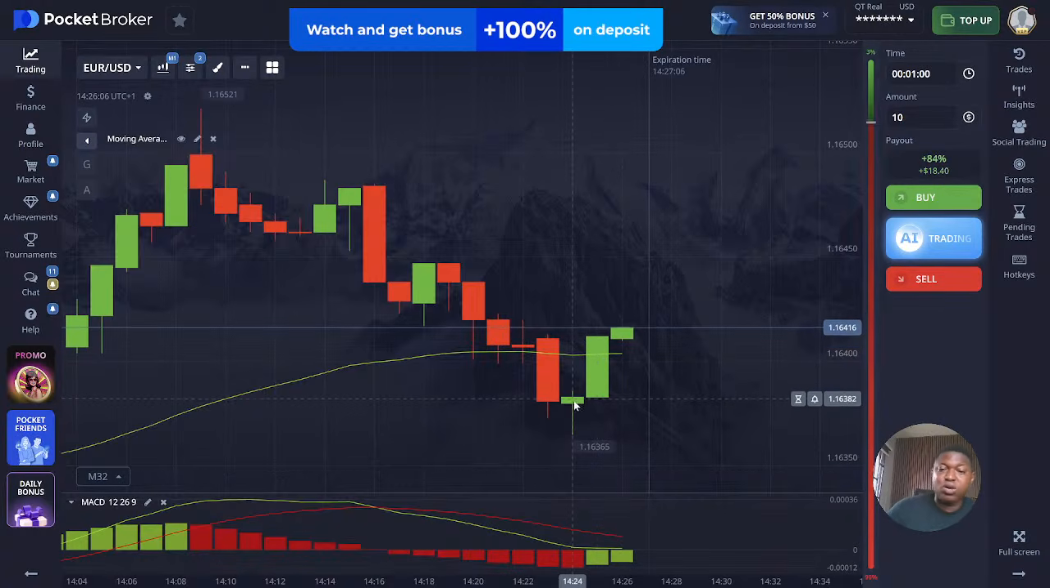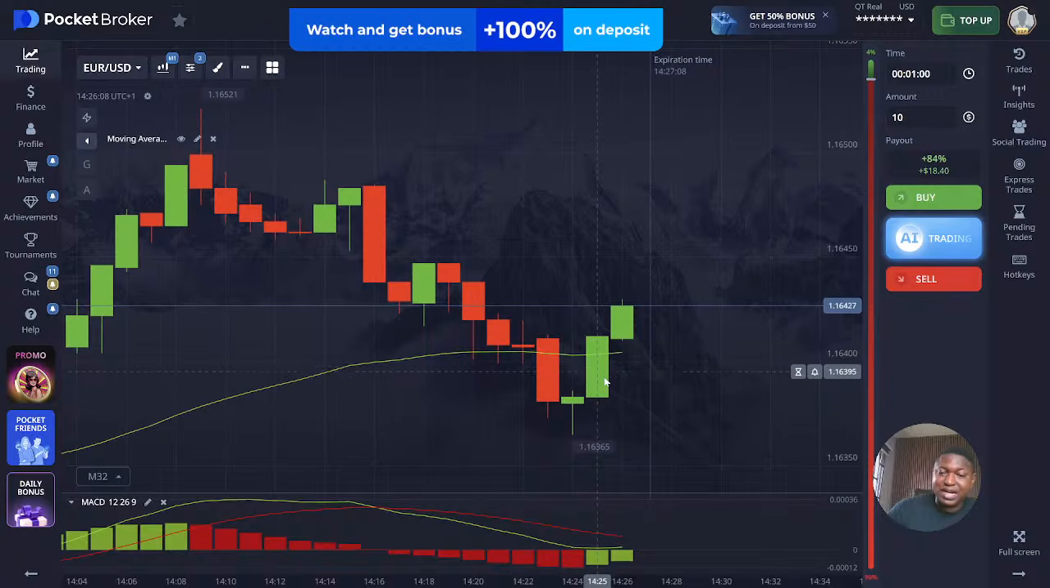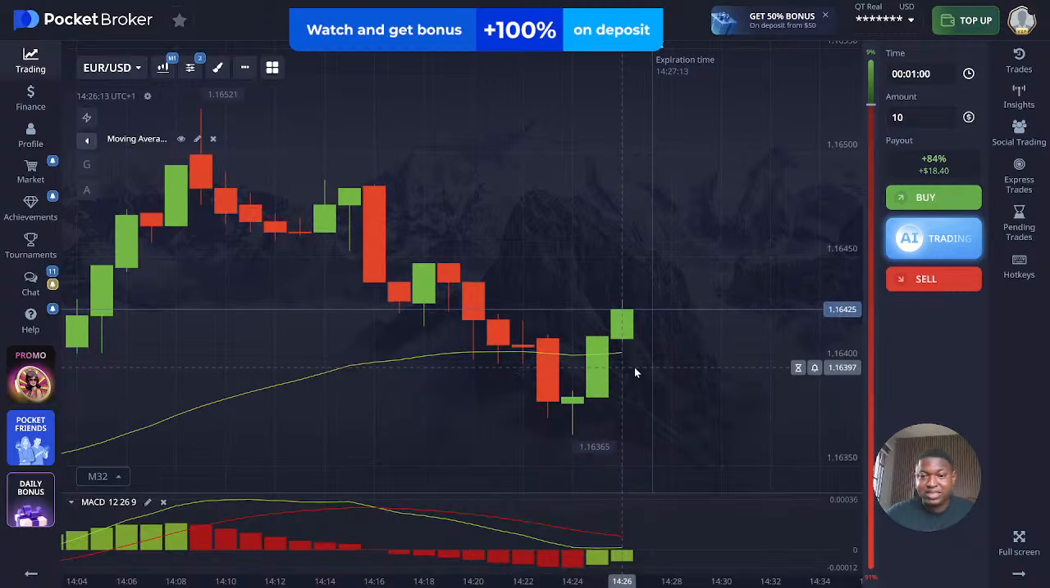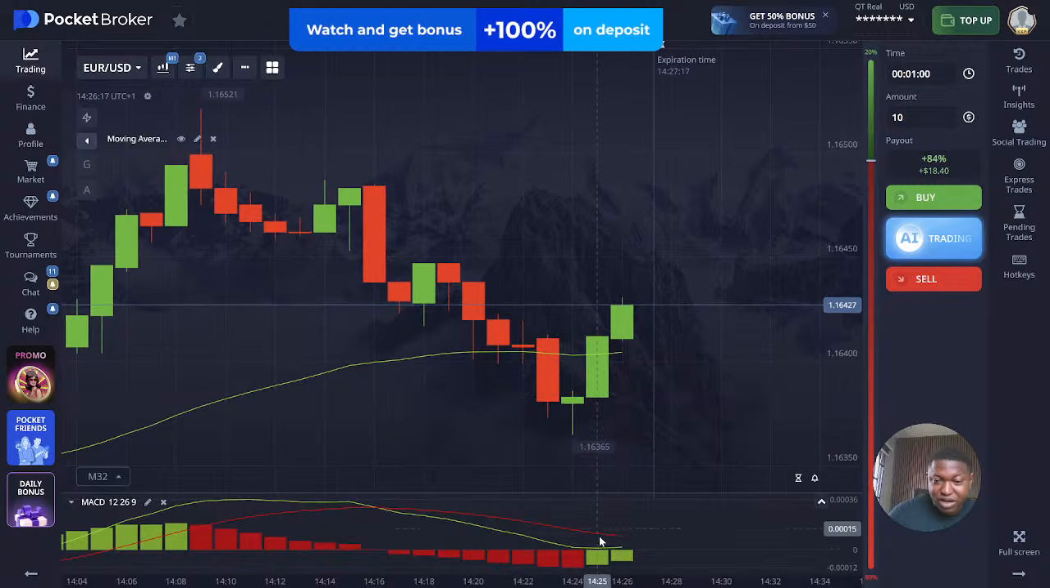Okay, we have seen one red bar, one green bar, and another green bar. If this bar closes green, we are taking a 1 minute trade based on our MACD strategy. That one is separate. So if this bar closes green, we are taking a 1 minute buy trade.